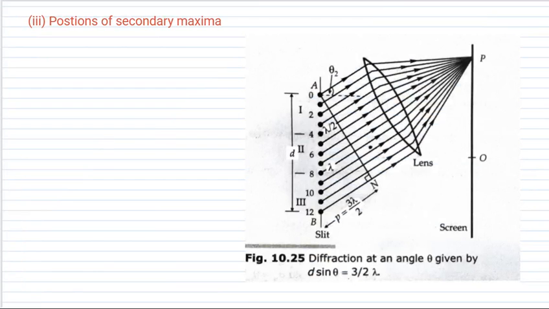So in today's class, we'll derive the position of secondary maxima. Why secondary maxima? Because we know at the center we will obtain the central bright fringe. And why is it so?